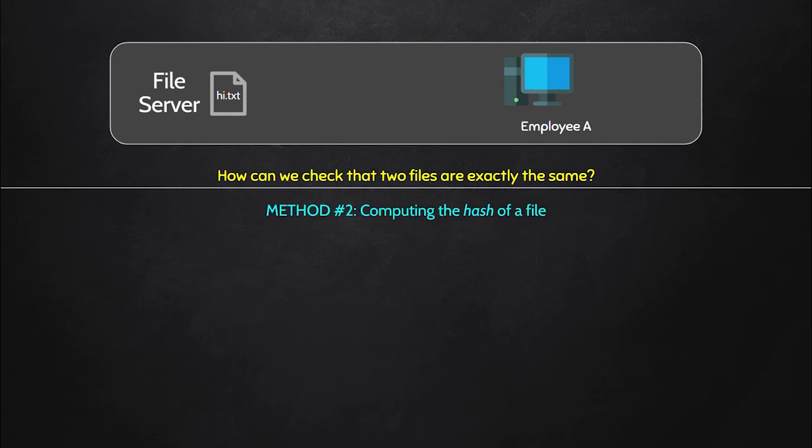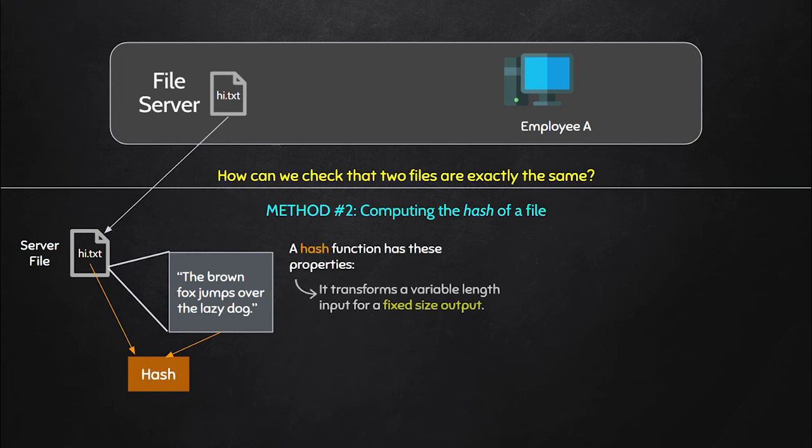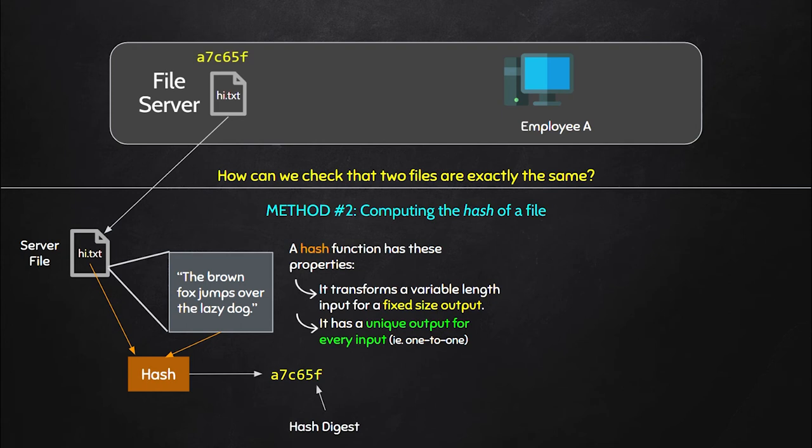Once a file is saved inside the server, we will first pass its file name and its file contents into a hash function. A hash function has a number of properties, but essentially, they transform an input of varying size into a fixed size output, and it has a unique output for every input, or a one-to-one function. The output of a hash function is called the hash digest, and it is stored in the file server.